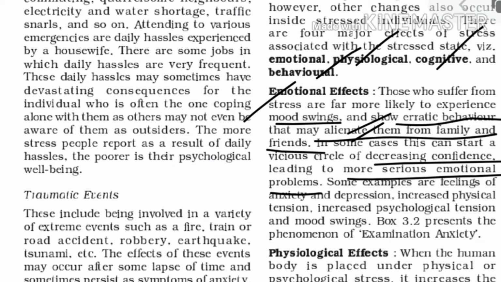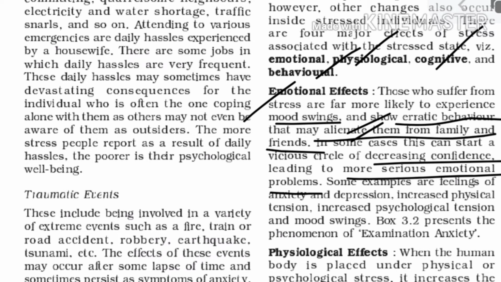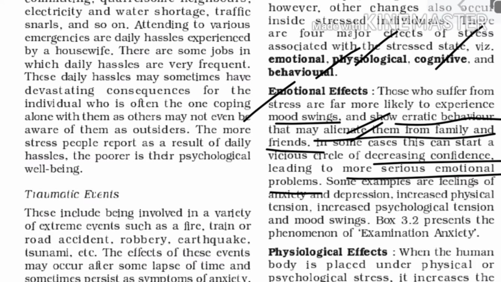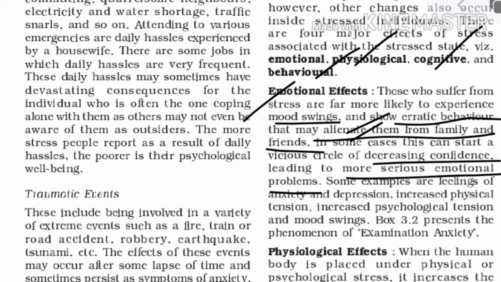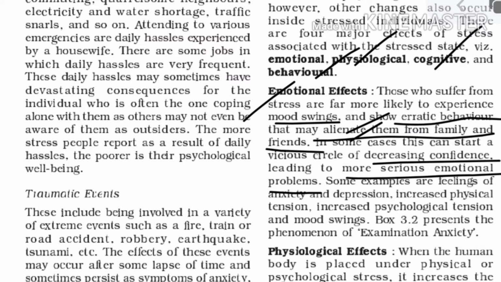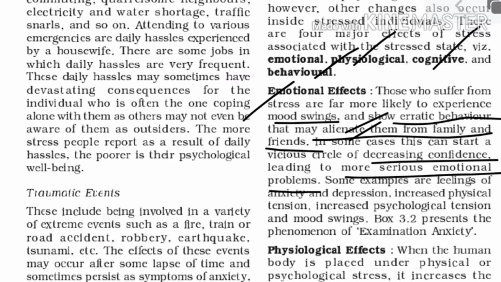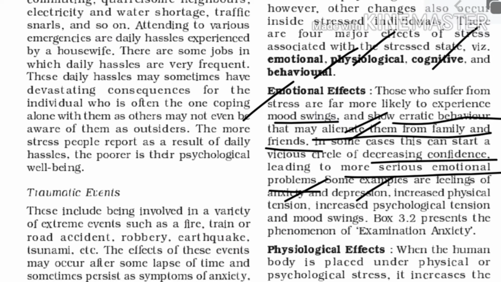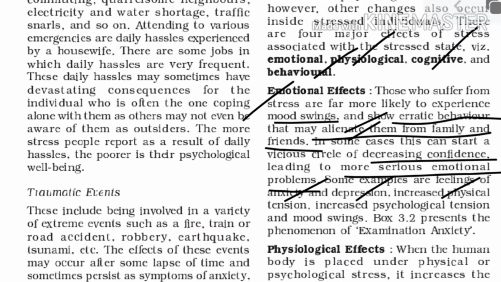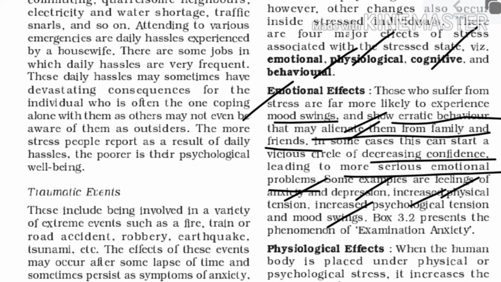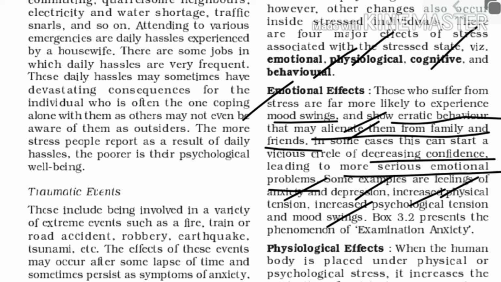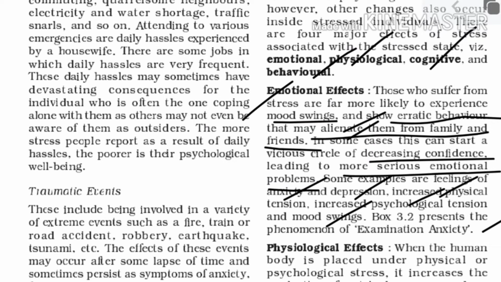So, what happens if someone is suffering from stress? The emotional effect will be that the person will withdraw himself or herself from the family and friends and start staying alone, because of which his level of confidence may decrease and more serious problems may occur. So some examples are feelings of anxiety, depression, increased physical tension, increased psychological tension, and mood swings. We will also discuss exam anxiety. It is a very common phenomenon among students who are appearing or who will appear for boards or maybe some important exams in their life.